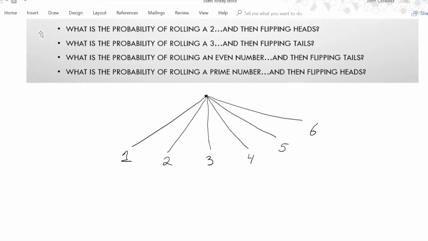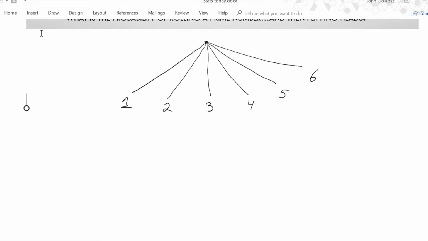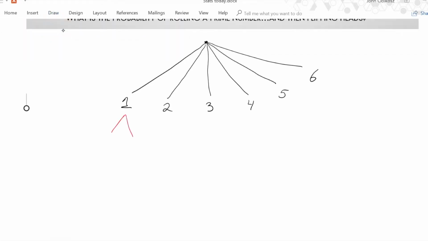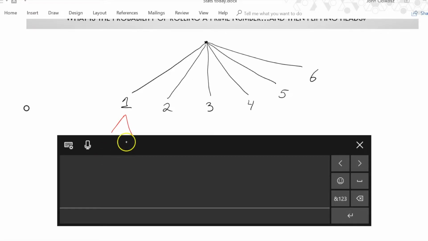And then it says we're going to flip a coin. So when I flip a coin, what are the 2 possible outcomes? Heads or tails, right? So then that second chunk here, we have our 2 possible outcomes of heads or tails.